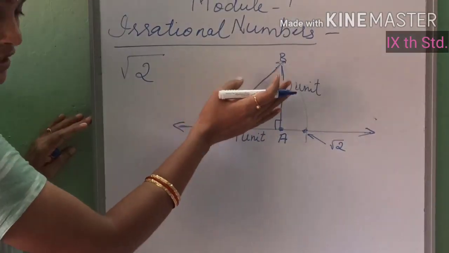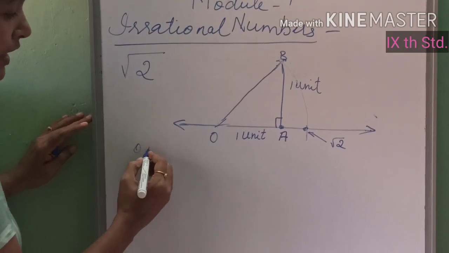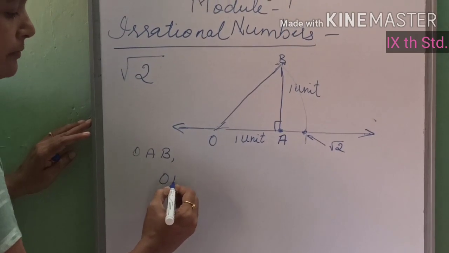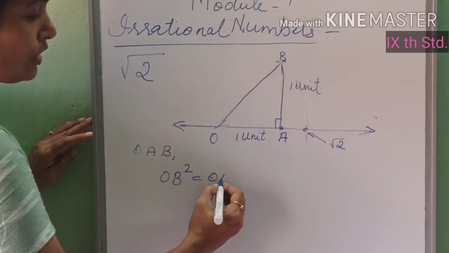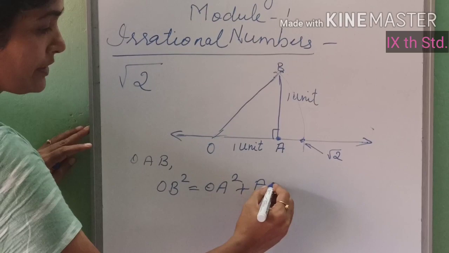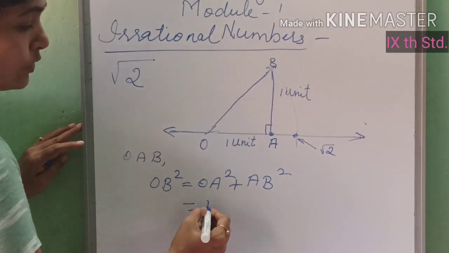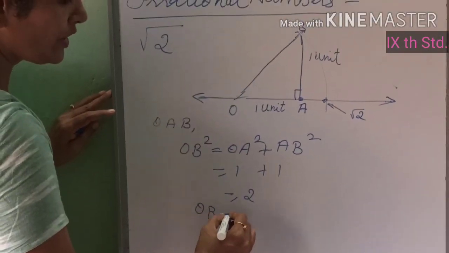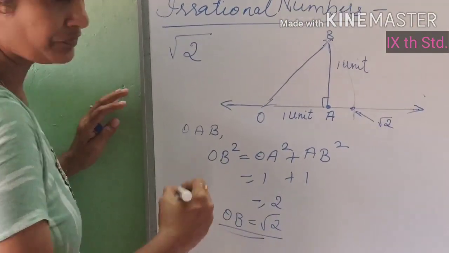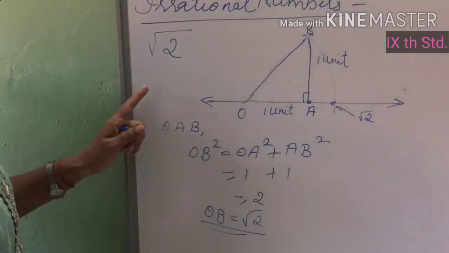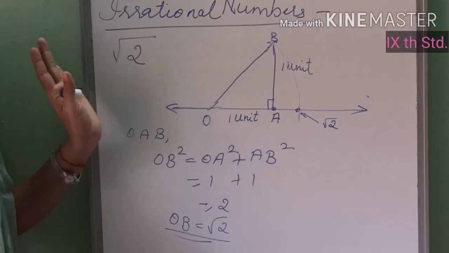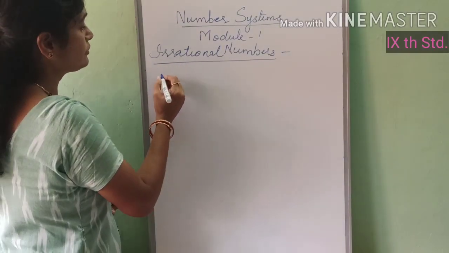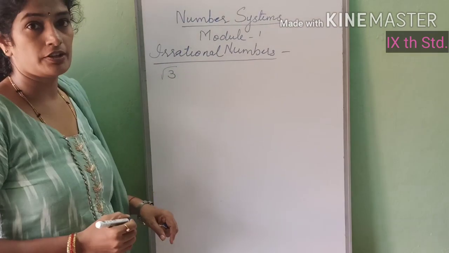Now, as I said, once again the justification is that OAB is a right triangle, right? Therefore, by Pythagoras theorem, OB square is equal to OA square plus AB square. OA is 1 unit, AB is also 1 unit, 1 plus 1 is 2. Therefore, OB is equal to root 2. Similarly, we can also represent any irrational number in this way. Clear? Okay. Similarly, we will try to represent root 3 on the number line.